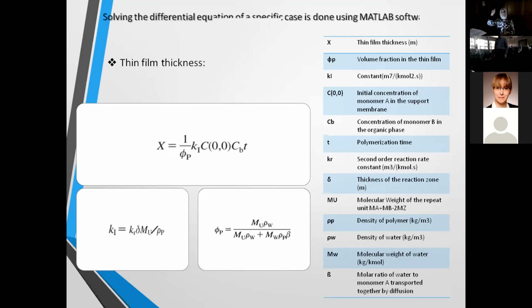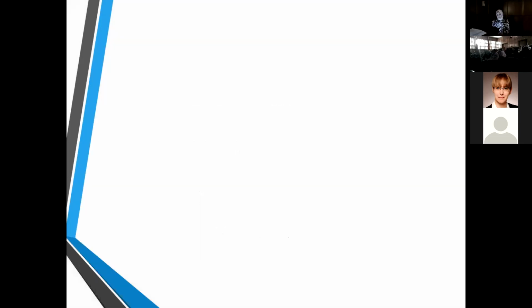And C node is the initial concentration of monomer A, Cp is the concentration of monomer B, and t is the polymerization time. From this equation, we get the relationship between polymerization time and the thickness of the thin film. To calculate the relationship between polymerization time and growth rate, we can use this equation in which R is the present growth rate of the thin film.